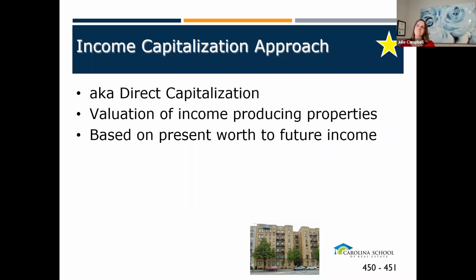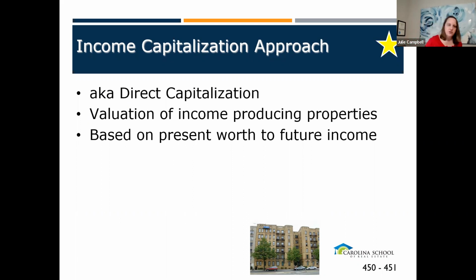The appraiser can almost always use the cost approach. So we want the appraiser to use as many of the approaches as they can, but the way it's designed, they can almost always use the cost approach to help them get to a good number.